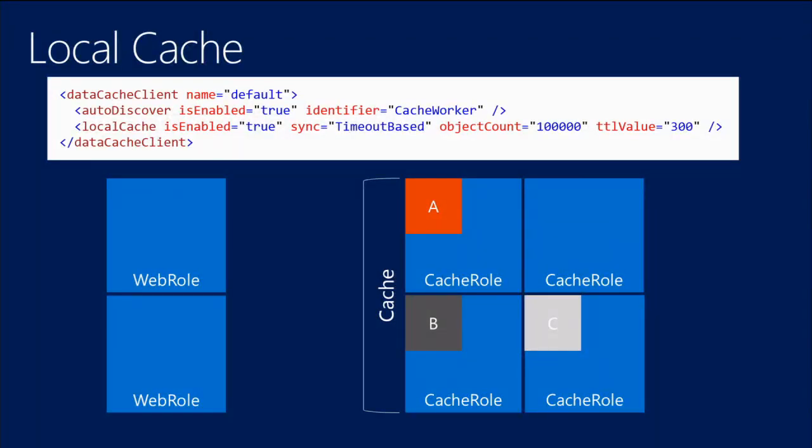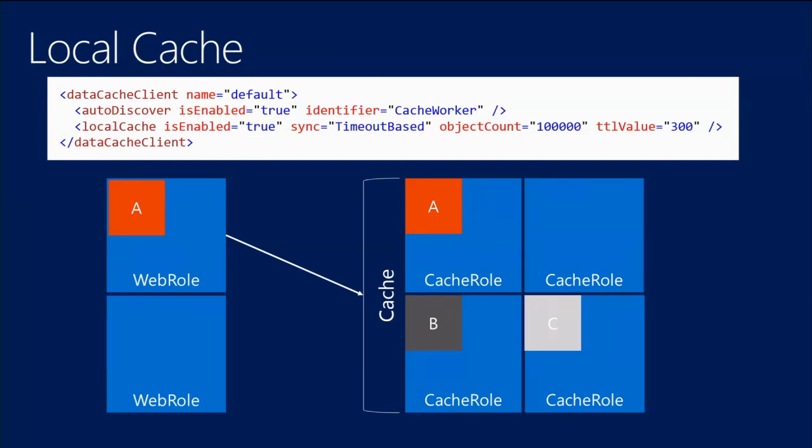Okay. Local cache is the ability to, in addition to having an item in the distributed cache, save a local copy within the role that implements the cache client. In this example, we've got 2 web role instances, and one web role instance is going to retrieve item A. When it does, it brings down a copy of item A, stores it within its own memory, and you can see here we've got a time to live of 5 minutes. That means it'll hold this item in the local cache for 5 minutes.